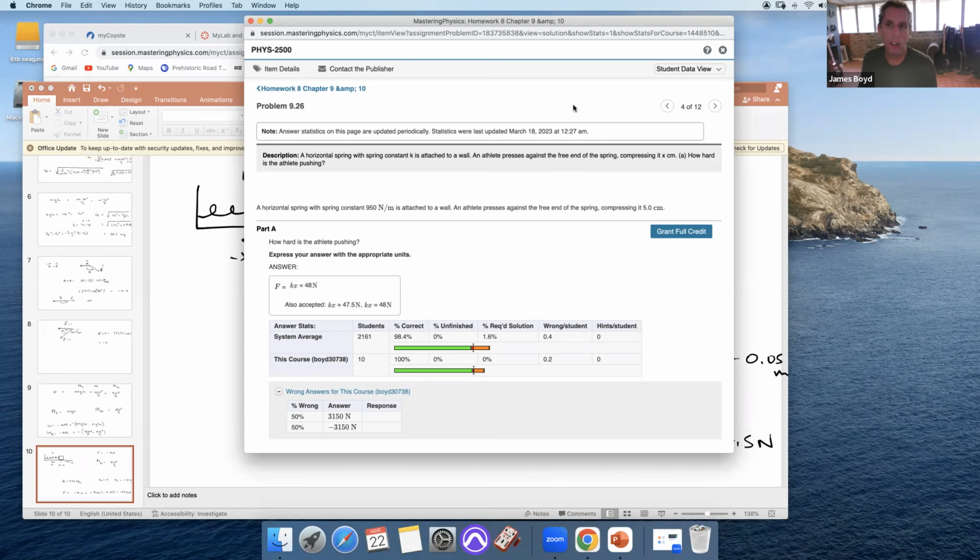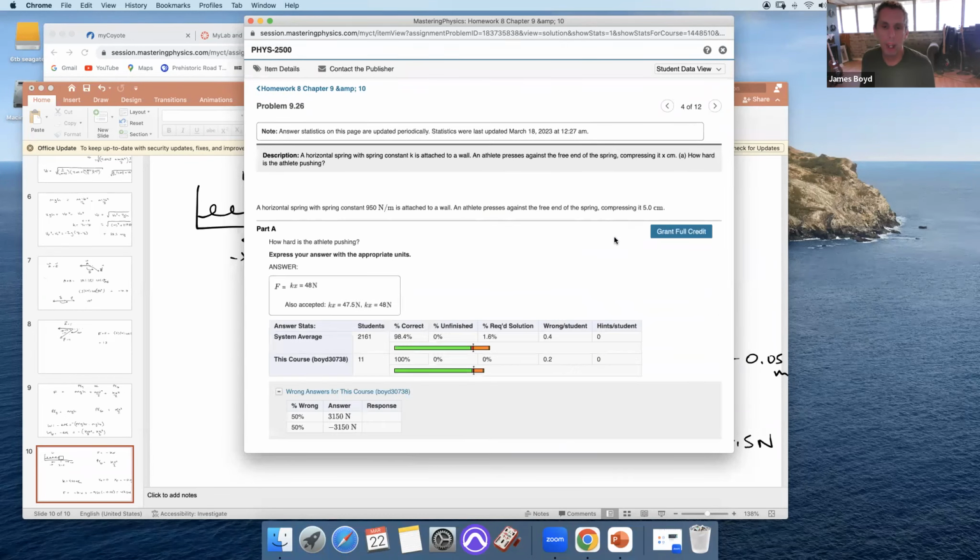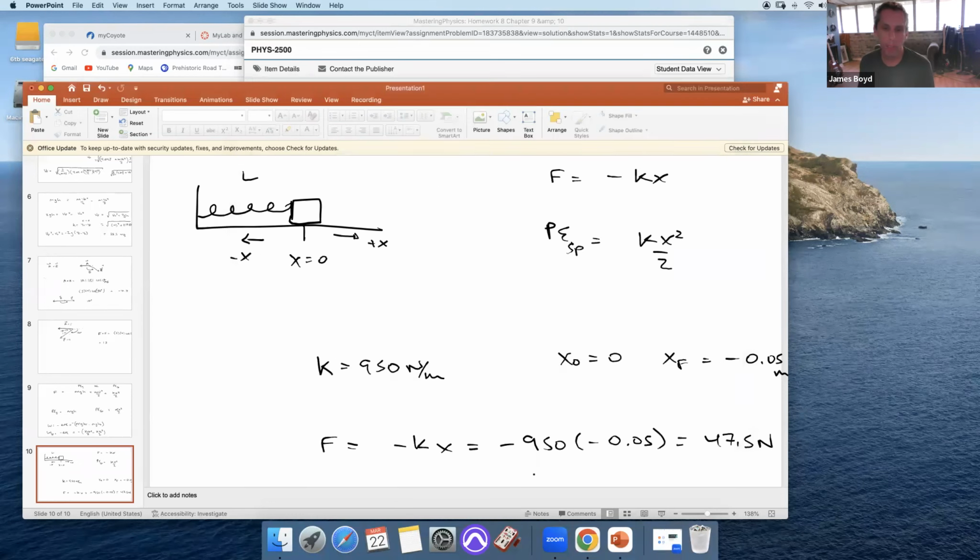We're trying to understand how to calculate the spring force. It's not negative because they're pushing on the spring, and the force, technically, this is the force of the spring pushing back, so it's positive.